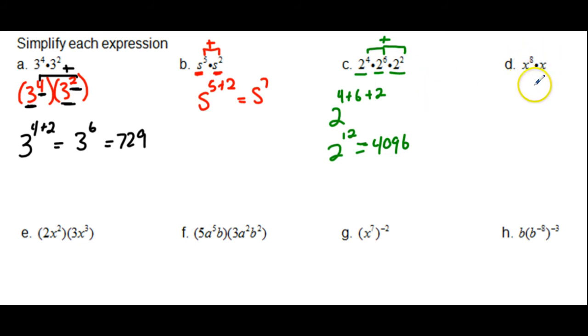The next question, we have x raised to the 8th times x. If you just see a variable or a number and it's not raised to anything, just think of it as being raised to 1. That 1 is invisible. We don't really write it, but know that it's there. So we have x as our base, x as our base, so it's the same. We're going to multiply these, which means we add the exponents. So we have x to the 8 plus 1, which is x to the 9th, and you're done.